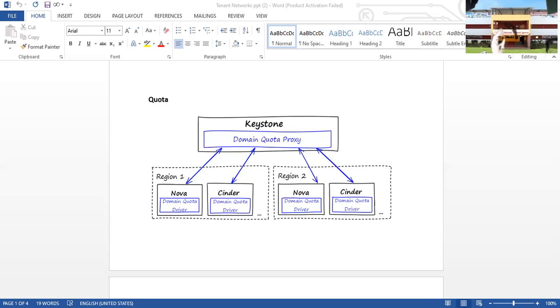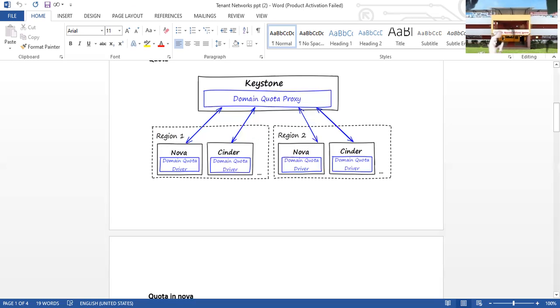So the quota defines the resource usage limit. The cloud administrator determines the quotas. Okay, quota in Nova. So let's discuss.